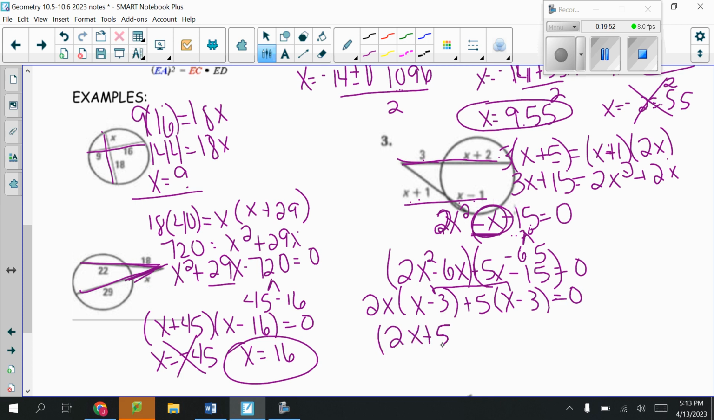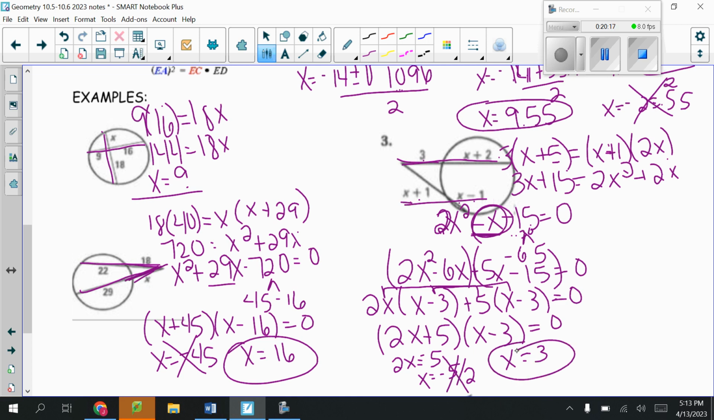So this is 2x plus 5 and x minus 3 equals 0. I combined what I took out of both of them, the 2x plus 5. So now I set both of these equal to 0. So here I would get 2x equals negative 5, x equals negative 5 halves. Here when I solve, I just get x equals 3. Again, I cannot have a negative because I'm looking at a length, so that goes away, and my answer is the positive 3.